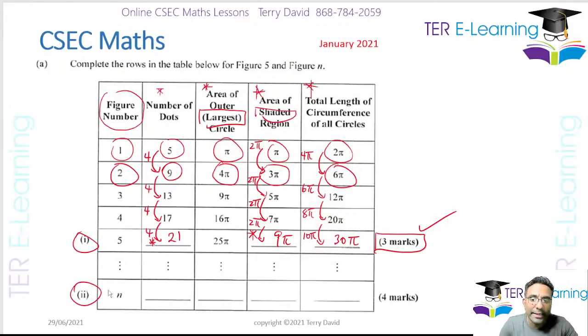So now, instead of giving us numbers, they give us an n, right? So what you are trying to do now, you are trying to find a relationship between my figure number and whichever column that we're looking at. So if you look at this row here, you're trying to find a relationship between this 1 and this 5 here. A relationship between this 2 and this 9 here. You all think you can see, tell me what relationship I'm going to put there?